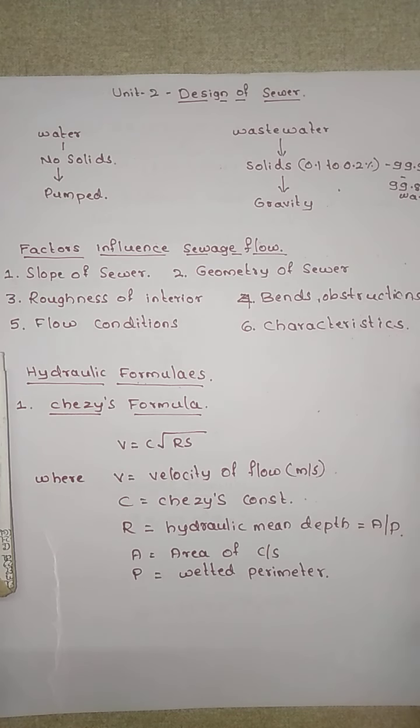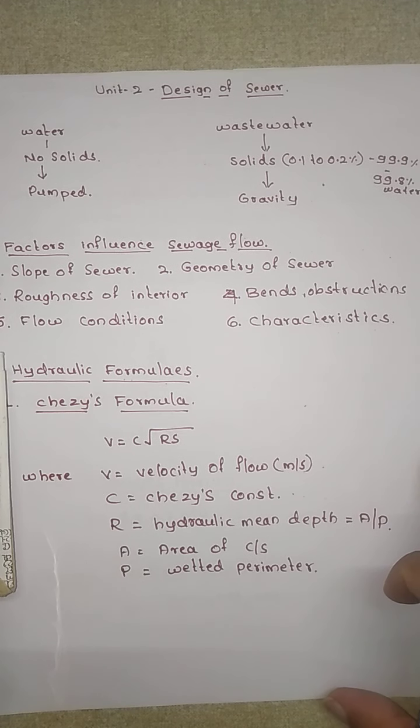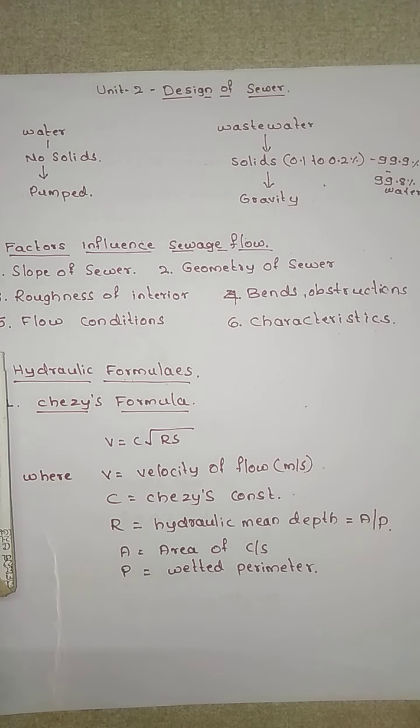Now we will see what are the factors which influence the sewage flow through the sewer. First is the slope of the sewer. If sufficient slope is there, then only it will flow under gravity. Then the geometry of the sewer. We have seen different types of sewer in the previous classes: circular, rectangular, horseshoe shape, etc. So the geometry of a sewer also carries important weightage when we discuss the flow of sewage.